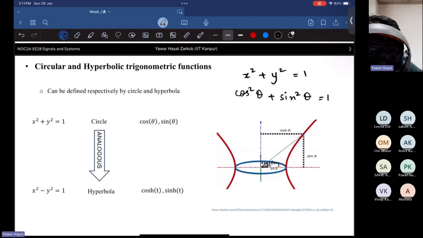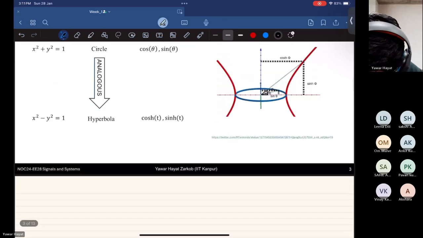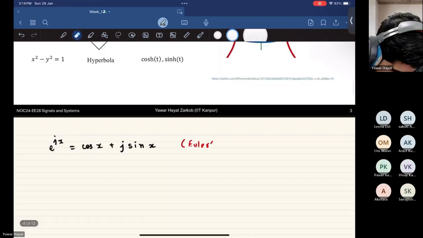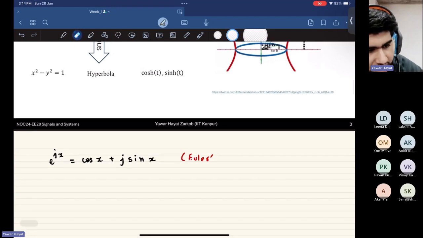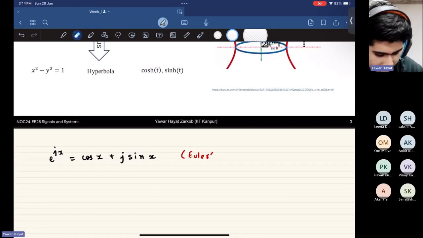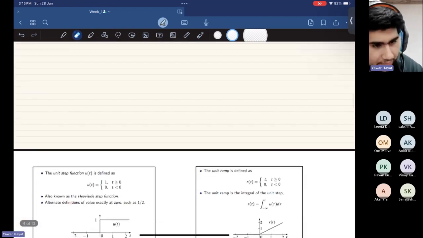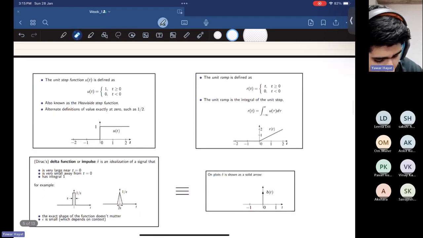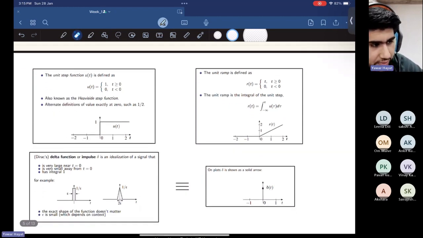Okay, let's do one thing. We'll revisit this later. Actually, my pen is not working for some reason. So we'll skip that part. I have this in my presentation itself. So let's revise these first.